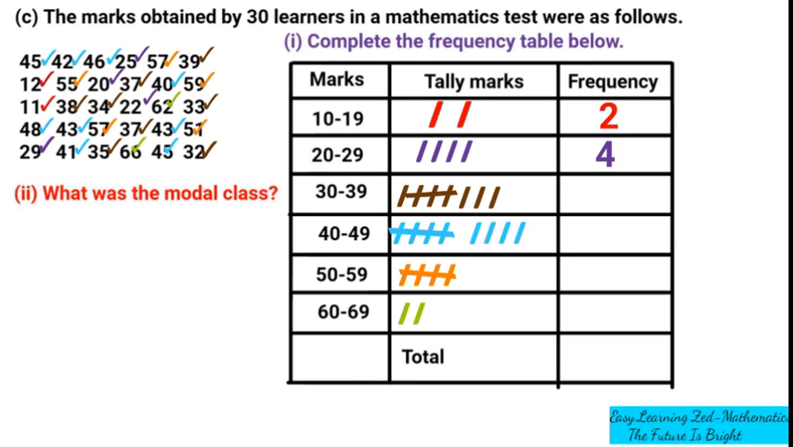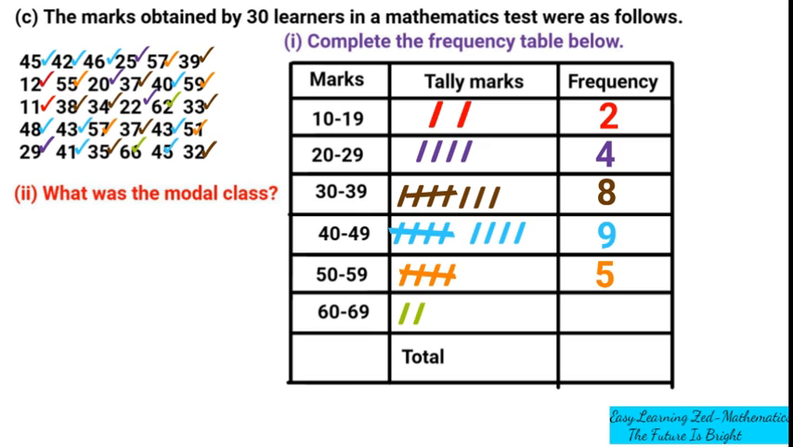there. Numbers between 40 and 49 are 9, so we're going to put 9 there. Numbers between 50 and 59 are 5, so we're going to put 5 there. Numbers between 60 and 69 are 2, so we're going to put 2 there.